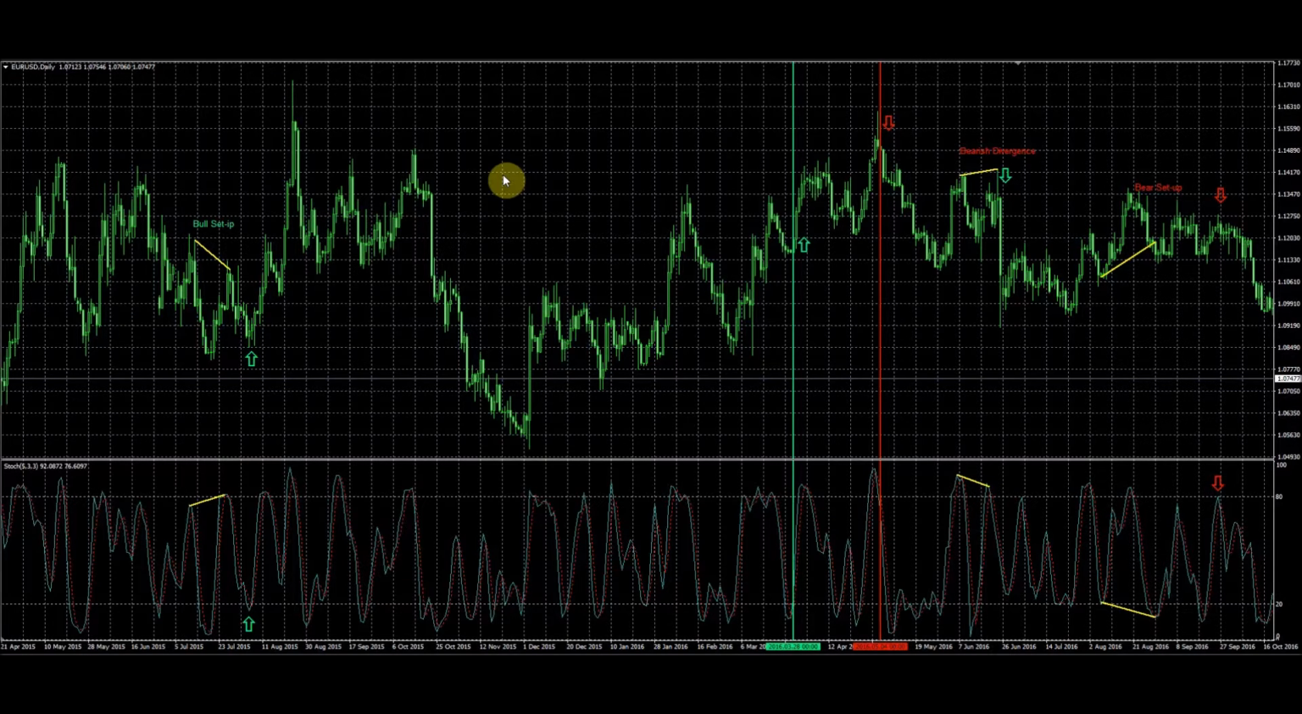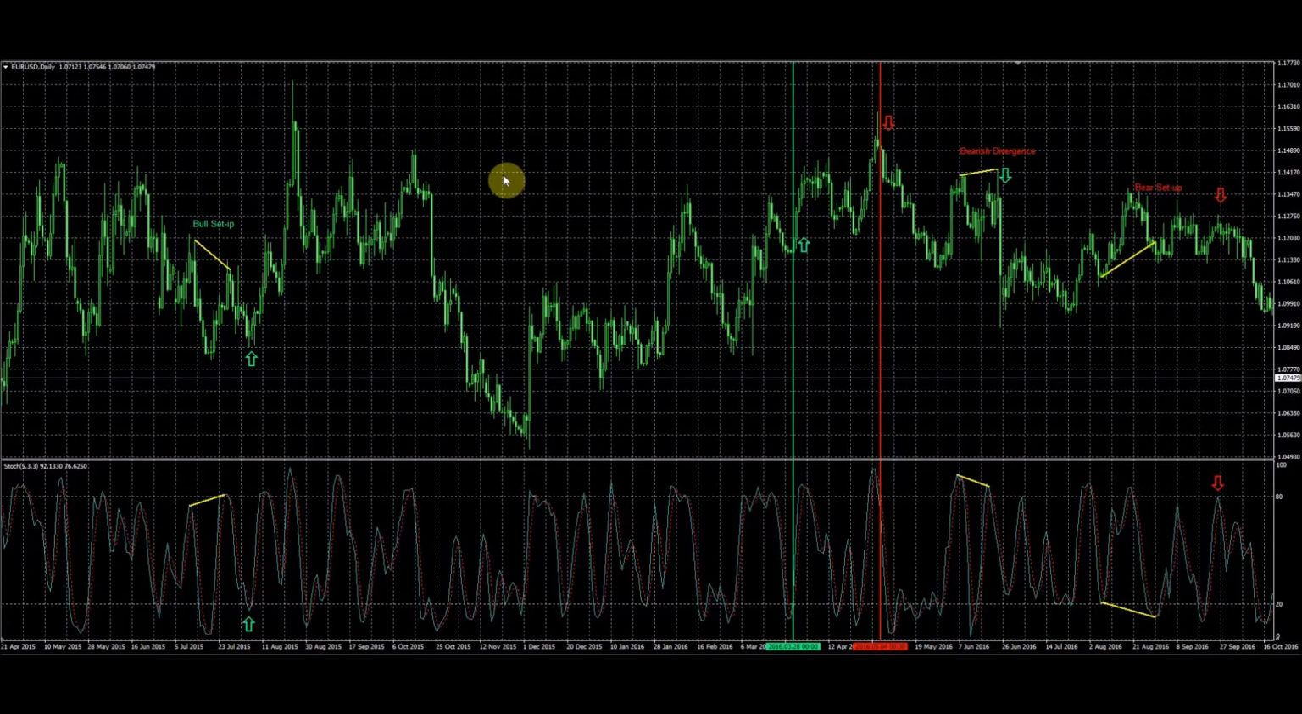The stochastic oscillator is a momentum indicator that shows us the location of the close relative to the high-low range over a set number of periods. You could say that the stochastic oscillator does not follow price, it doesn't follow volume or anything like that. It follows the speed or momentum of this price.